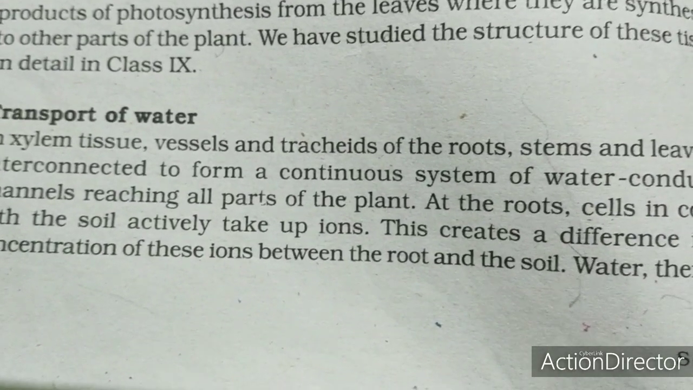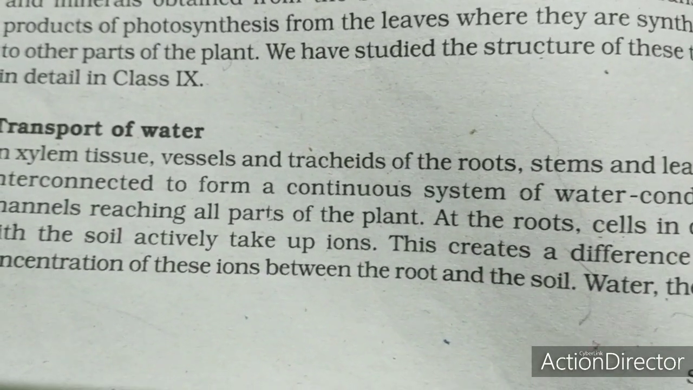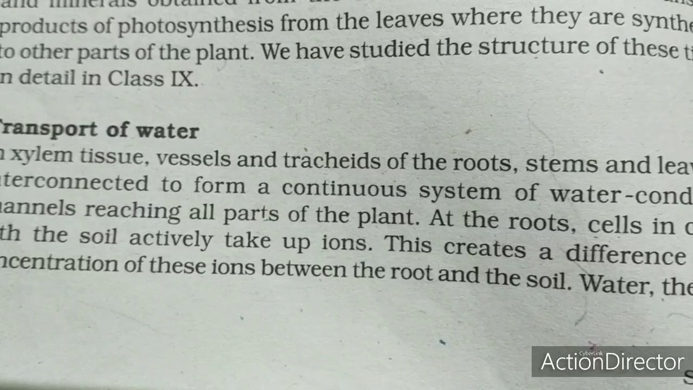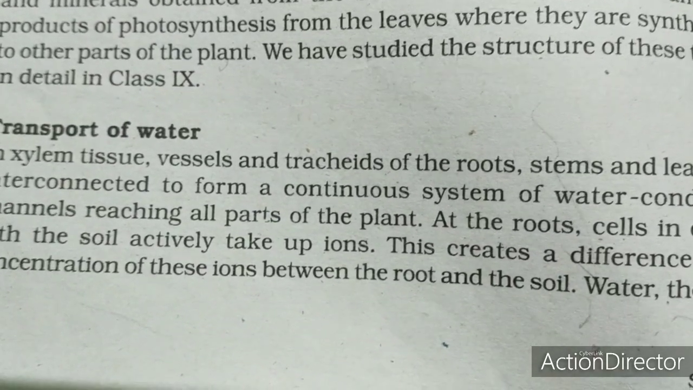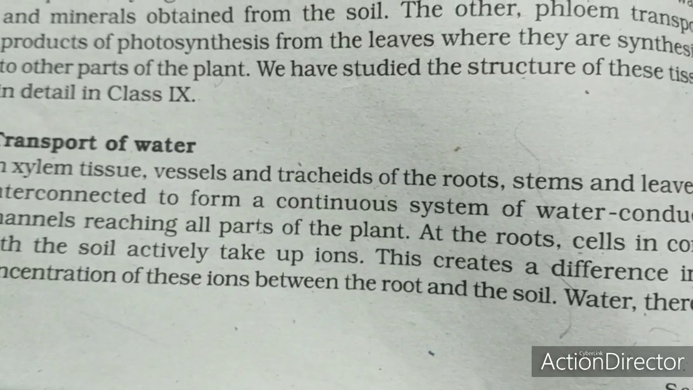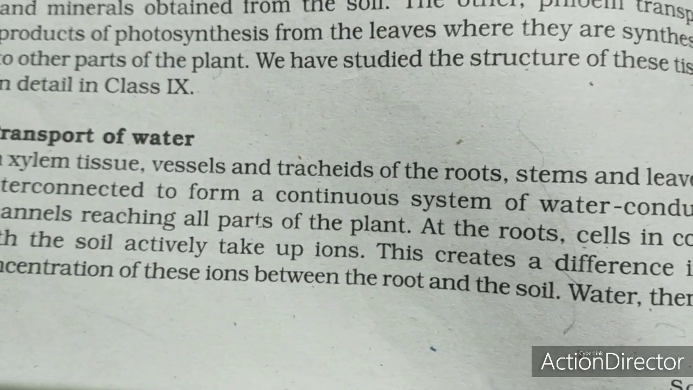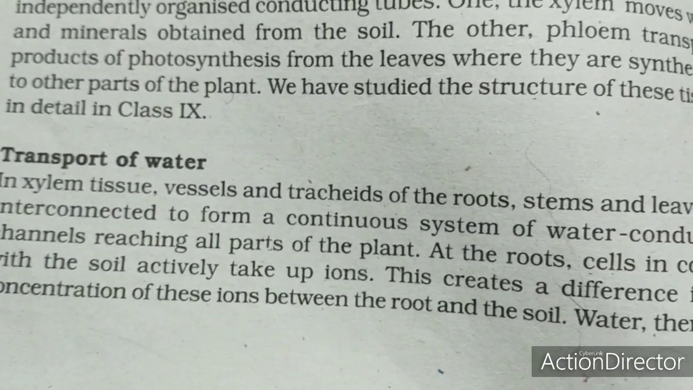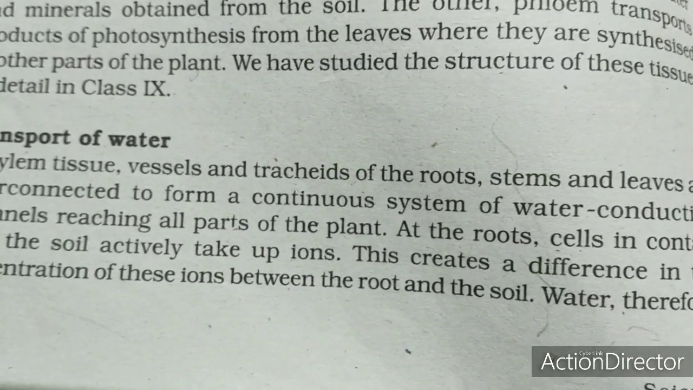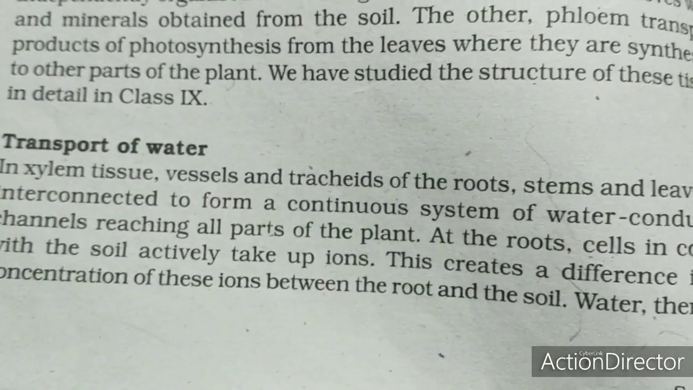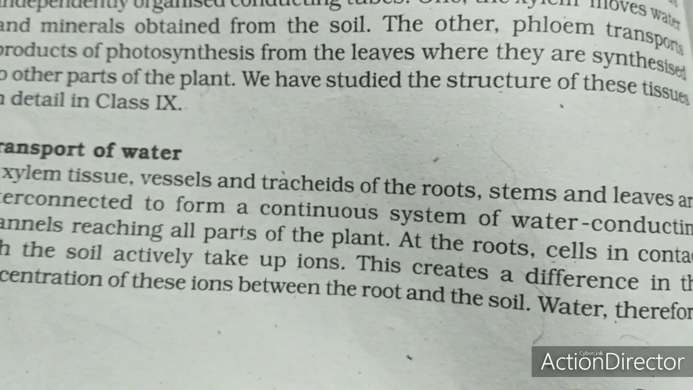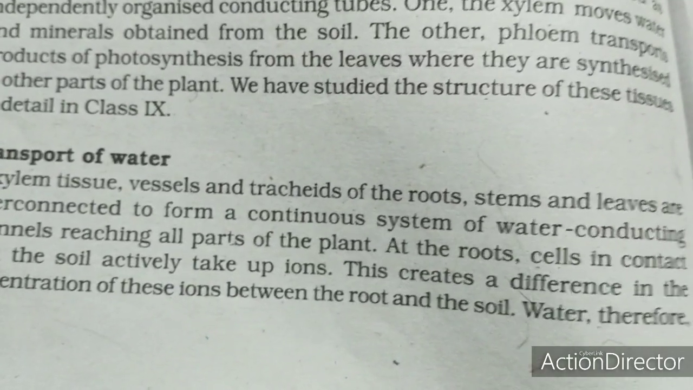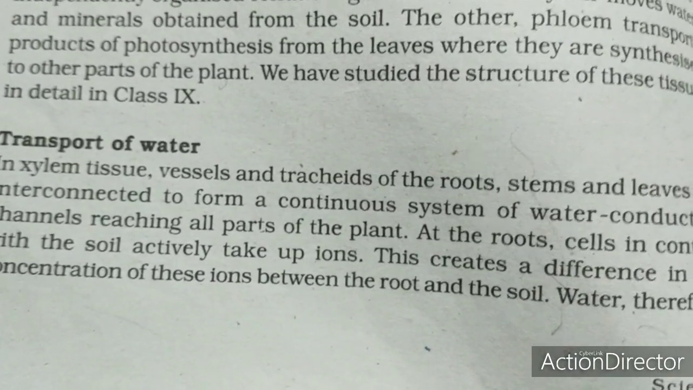The components of xylem tissue we have learnt. Xylem tissue consists of 4 types of cells. They are xylem parenchyma, xylem sclerenchyma, vessels and tracheids. Vessels and tracheids are the functioning part of the xylem tissue. So in xylem tissue, vessels and tracheids of the roots and stems and leaves are interconnected. The vessels and tracheids of xylem cells in the roots, stems and leaves are interconnected to form a continuous system of water conducting tissues. Like they form a channel.